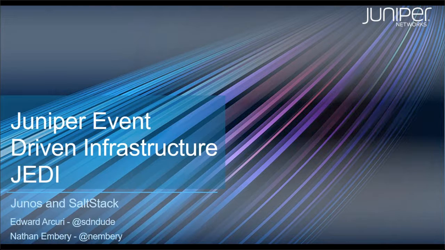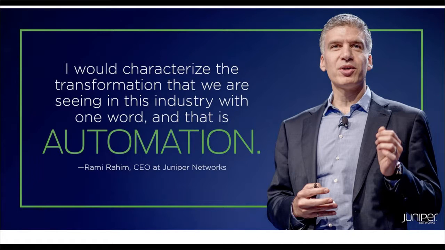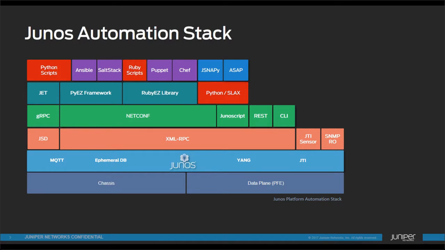So, for those that don't know, this is our CEO, Rami Rahim, and a few years ago, he essentially put a stake in the ground and said that the transformation in the networking world is going to come down to automation. For those of us that have been doing automation for a very long time, we were happy to hear this, and we were also terrified at the same time because of the amount of work that has to go into it. And luckily, because Junos is such a good operating system, it was originally designed with automation in mind, or programmability.